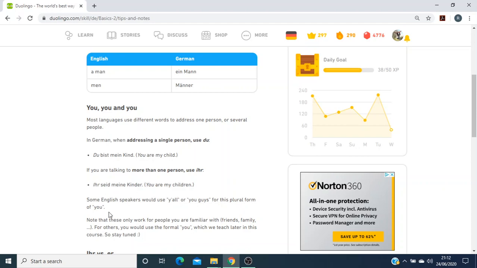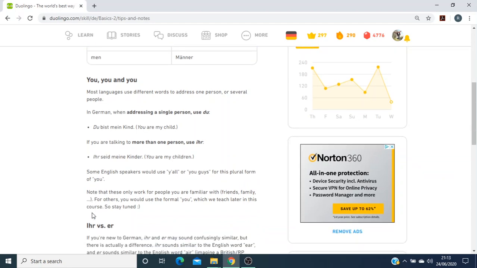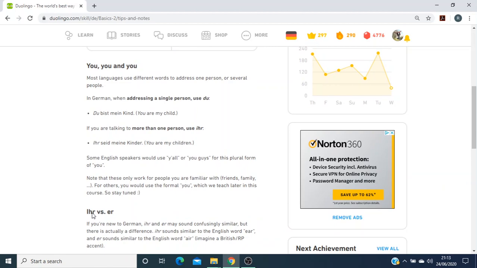You are my children. Now, some English speakers would use y'all or you guys as this plural form of you. I would say it's considered bad English, but it's kind of commonplace now. And in some parts of the UK, you could still use youse as well, but again, that's also bad English. Note that these only work for people you're familiar with, friends, family, etc. For others, you would use the formal you, which we teach later in this course. So stay tuned. There's 3 words for you in German. But for now, we're just sticking with du and ihr.